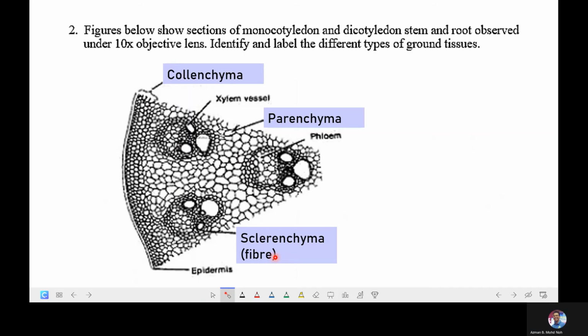And just to show to you that these larger circles will be the xylem. This one xylem, this one is also the xylem, and so on. The phloem will be smaller. This will be the phloem area, this one, and also this one over here.